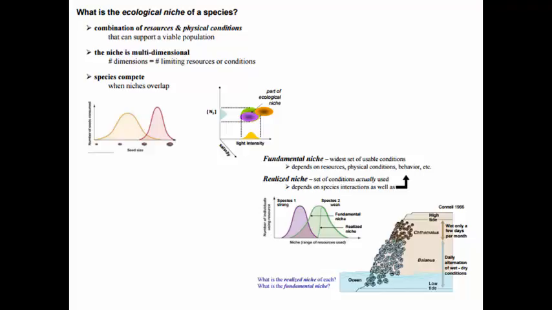And the greater the overlap, the more intense the competition. There are two kinds of niches: fundamental niches, which are the theoretical niche that a species would have in the absence of competition, and then a realized niche, which is this set of conditions that are actually used by a species dependent upon the interaction of that species with other species in the environment. So the realized niche is what we see in the real environment.